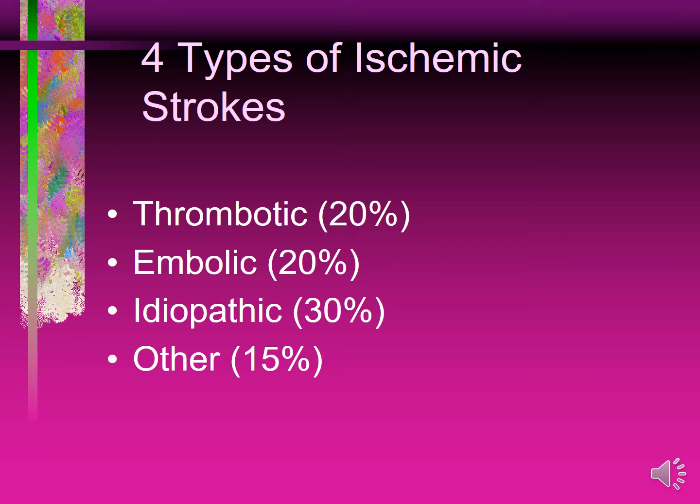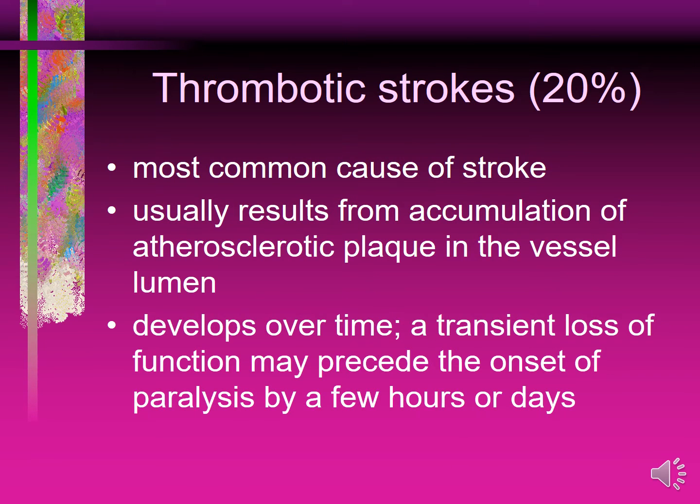There's 4 types of ischemic strokes. We divide them into thrombotic, embolic, idiopathic, and other. Now, thrombotic strokes are the most common cause of strokes, and these are usually resulting from an accumulation of atherosclerotic plaque in the vessel lumen. And plaque, as we talked about, Professor Clapp might have taught you about coronary artery disease, the atherosclerotic plaque that builds up in the blood vessels. This takes years to happen, and the plaque builds up very gradually.